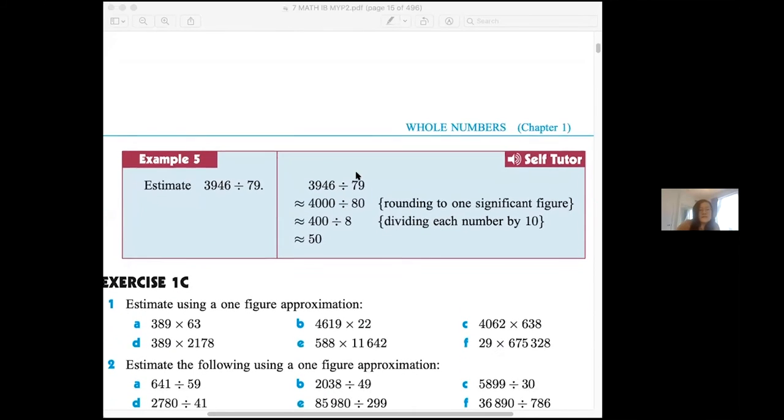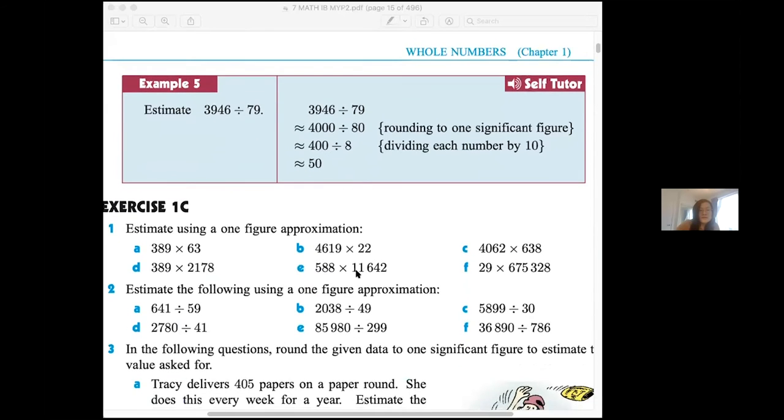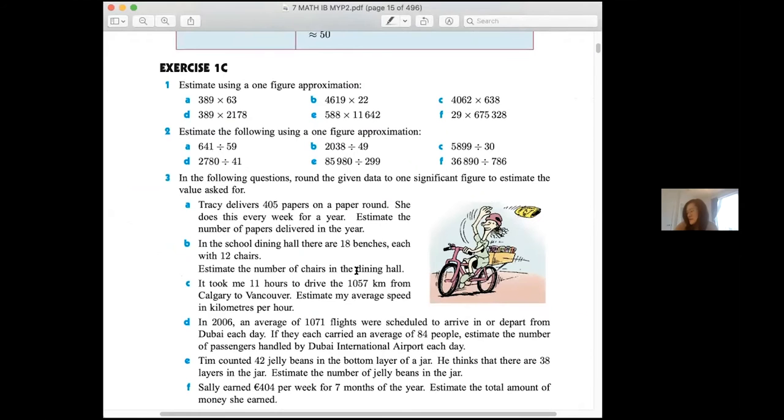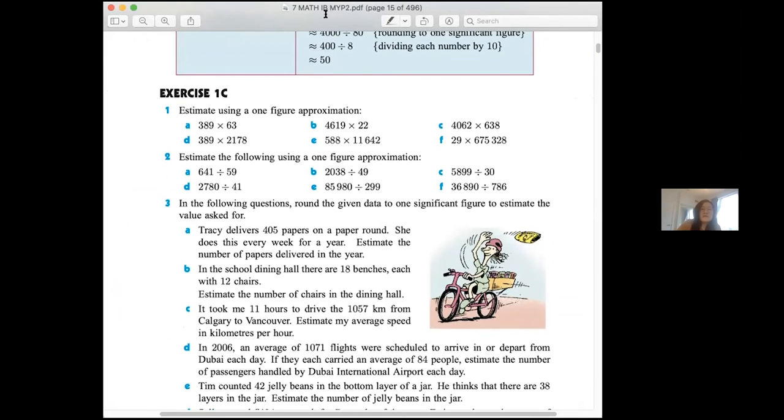Okay, now let's do some exercises. So we're gonna solve number 1 question B and number 3 question A. All right, I'll give you guys 2 minutes to solve just these 2. Okay, and I'll get someone to answer.